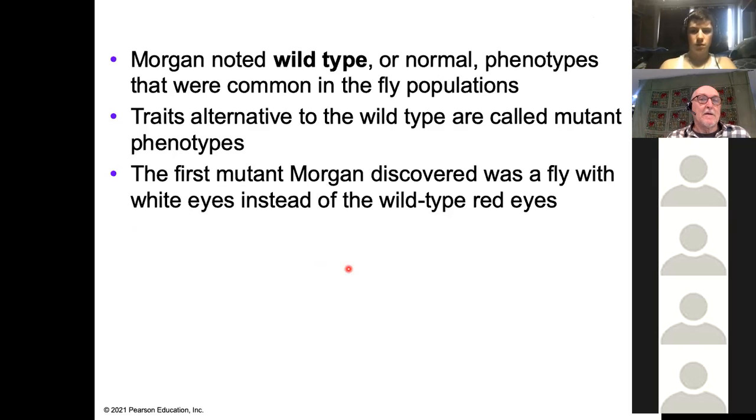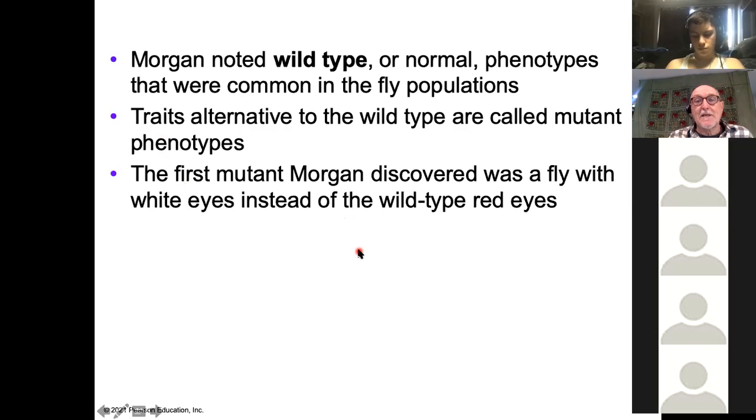So first of all, he looked at the general population with all of their normal characteristics, but he saw that every now and again in the population, one would arise with some distinct difference. And he could actually breed them and predictably see when this difference would appear, basically following Mendel's rules. Oh, okay. So he called the normal the wild type, and then he referred to these other phenotypes as mutants.